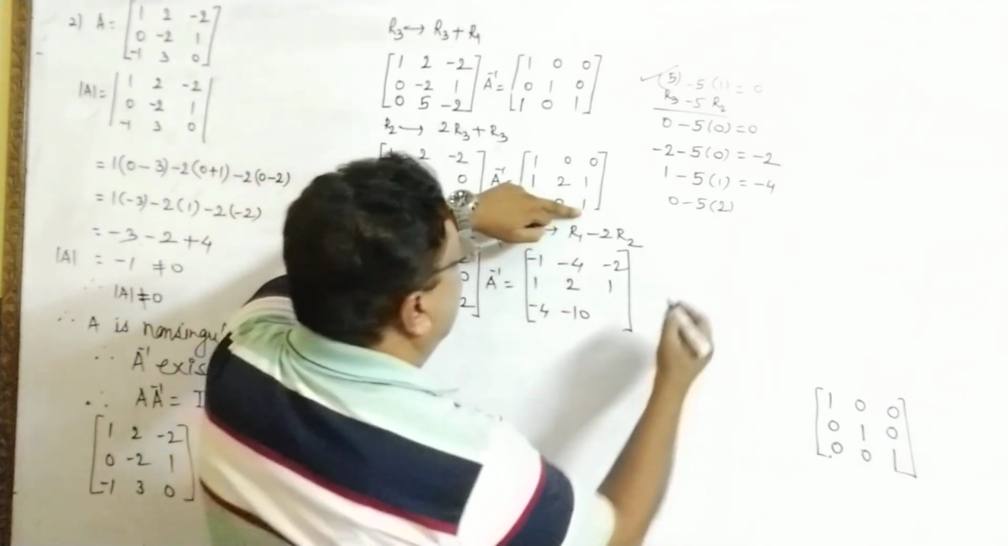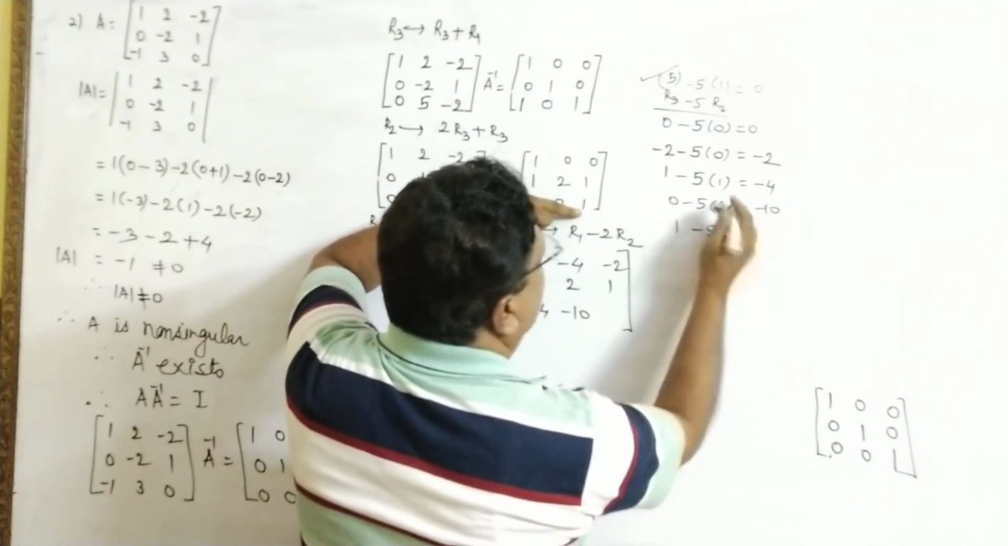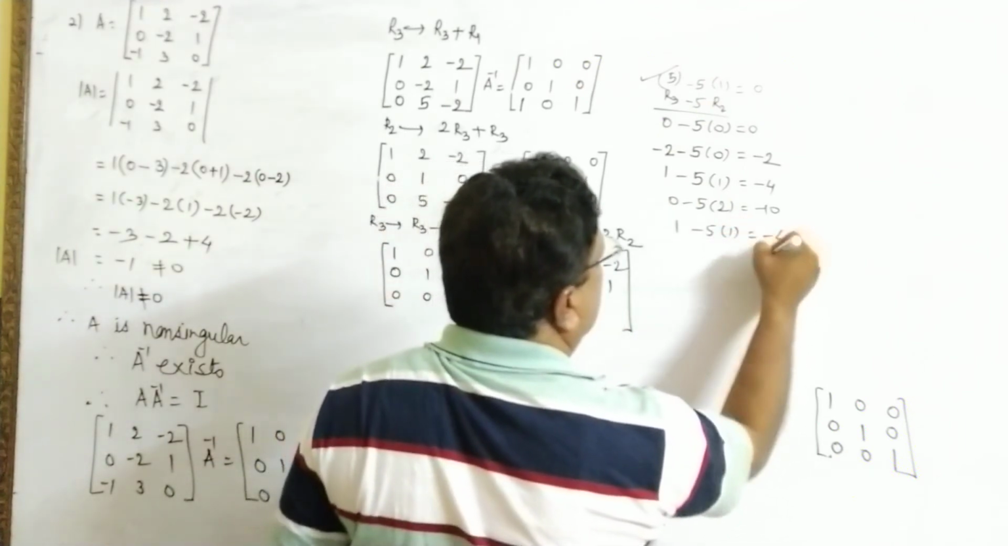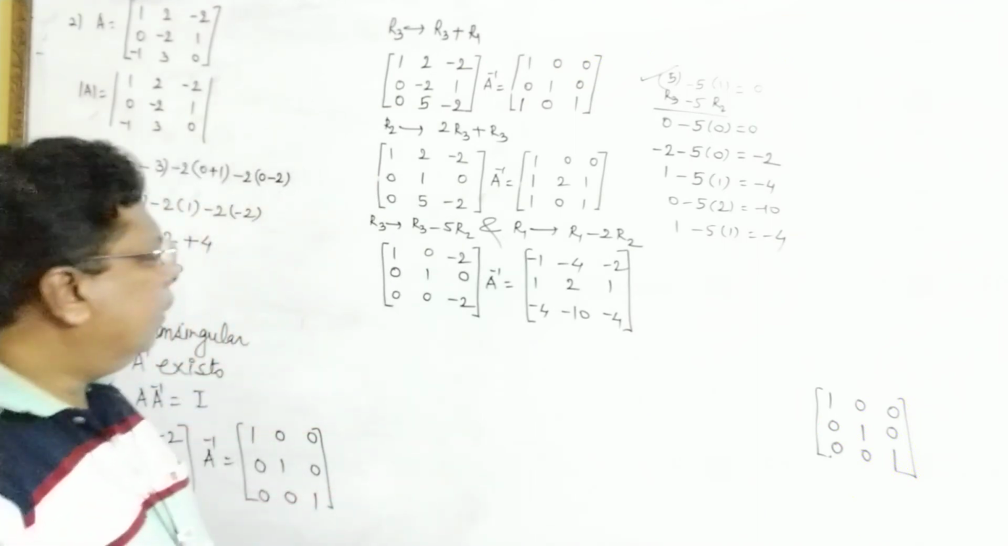Next element of R3 is 1 minus 5, R2 is 1. 1 minus 5 is minus 4. So this element is minus 4.